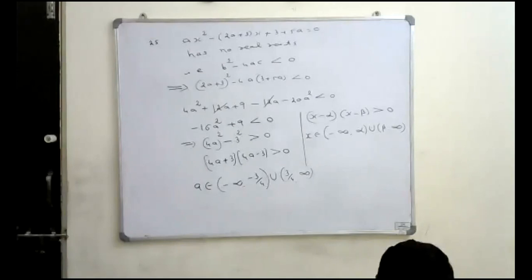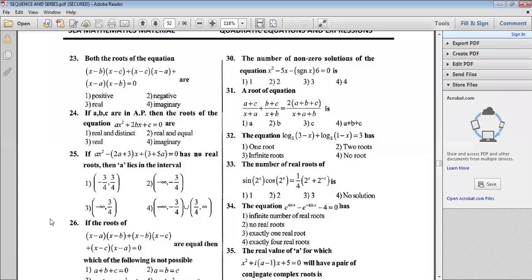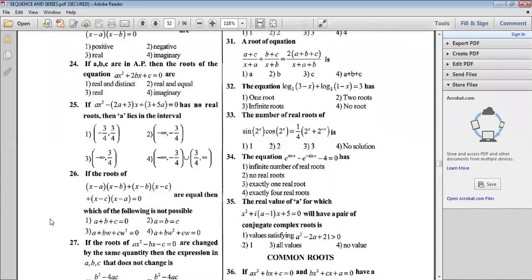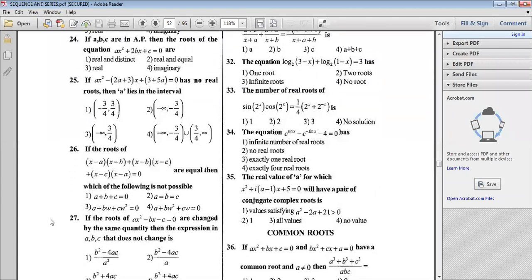Next, look at the next problem. Observe this 26th problem. If the roots of the equation are equal, then which of the following is not possible? A plus B plus C equal to 0. A is equal to B is equal to C. A plus B omega plus C omega square is equal to 0. A plus B omega square plus C omega is equal to 0. So which of the following options is not possible?